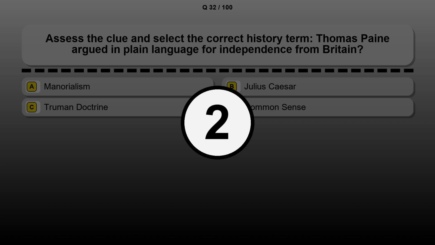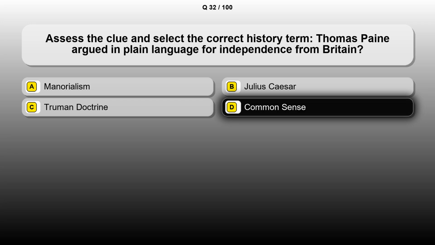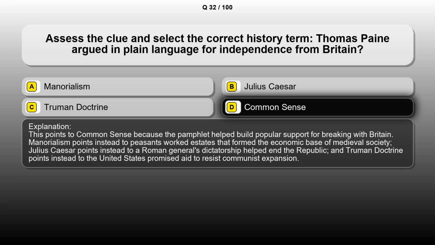The correct answer is option D, Common Sense. This points to common sense because the pamphlet helped build popular support for breaking with Britain. Monorealism points instead to peasants' worked estates that formed the economic base of medieval society. Julius Caesar points instead to a Roman general's dictatorship helped end the Republic, and Truman Doctrine points instead to the United States' promised aid to resist communist expansion.